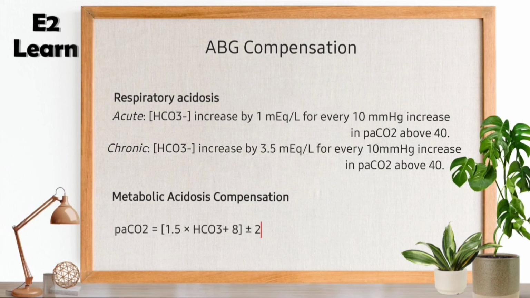But in metabolic acidosis, the compensation seen in the respiratory part would be like this: if the bicarbonate level has gone down, lesser than 22 millimoles per liter, then we can get a value of expected compensation of PaCO2, that is 1.5 times the value of bicarbonate plus 8, plus or minus 2, which will give you an exact idea of how much PaCO2 would be there in the body for compensating a severe metabolic acidosis.